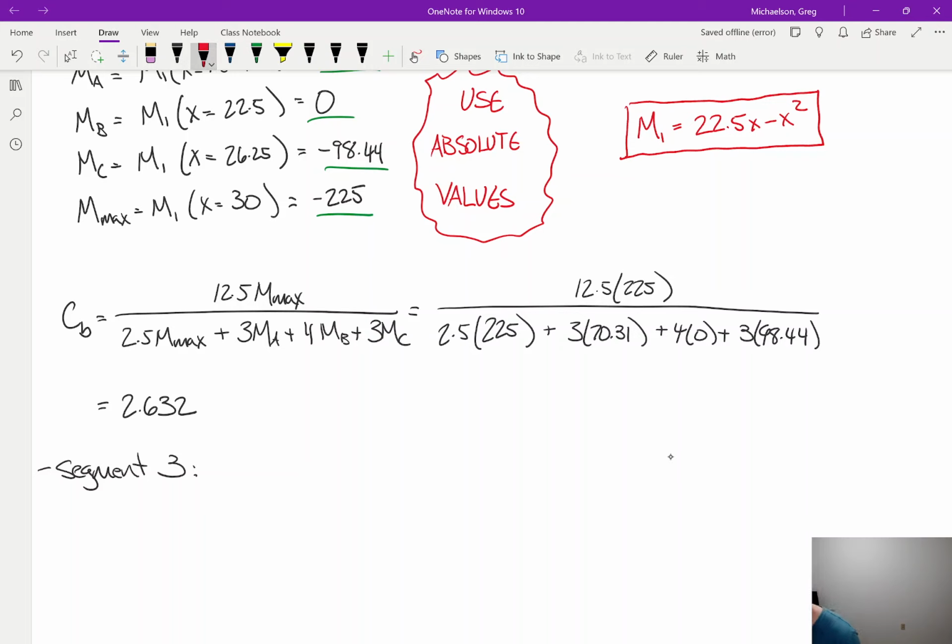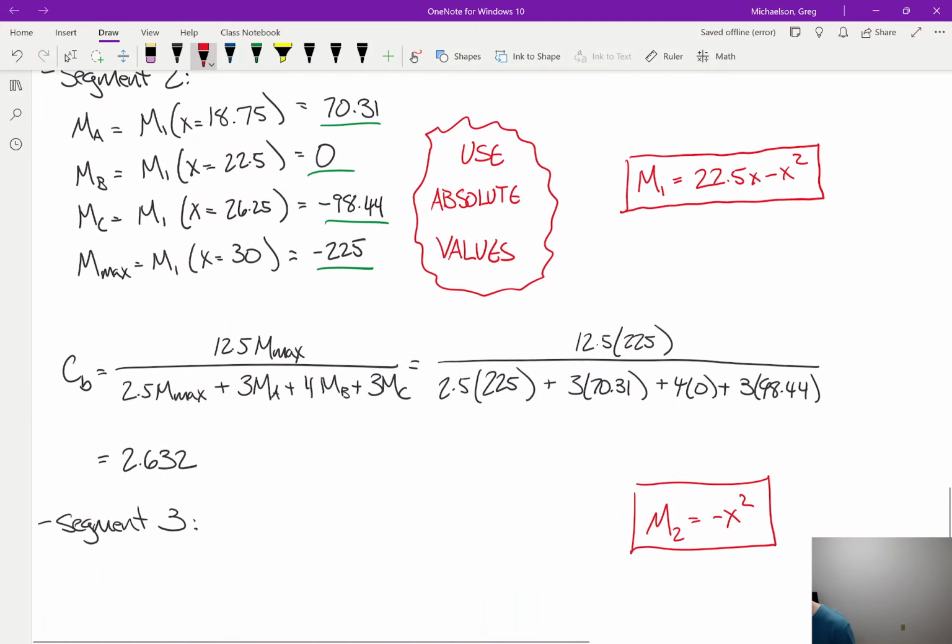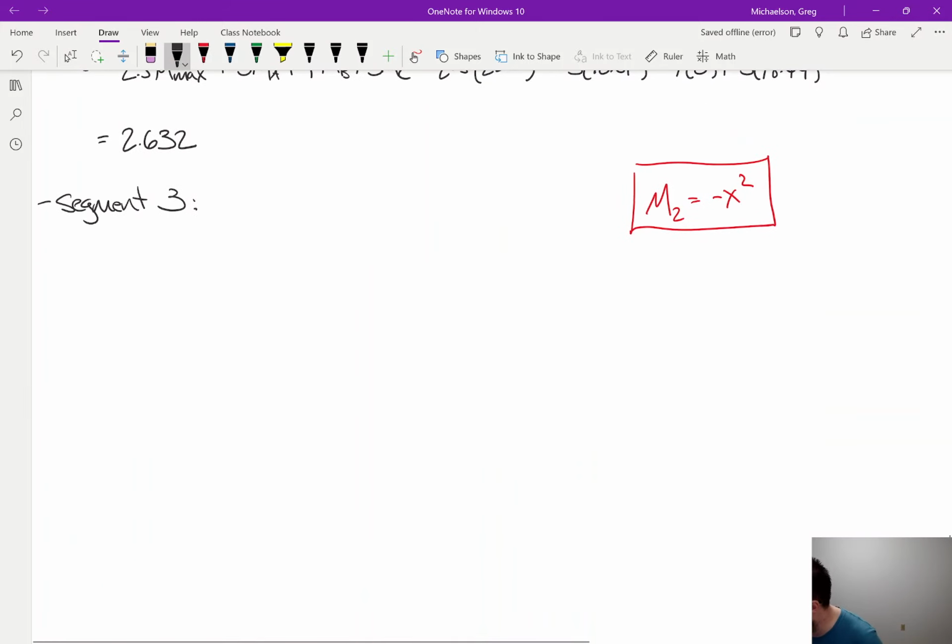So we're using M2, which was just minus x squared, right? That's what we got. Yep, minus x squared. And we're going to say MA, MB, MC. And this is just going to be M2.